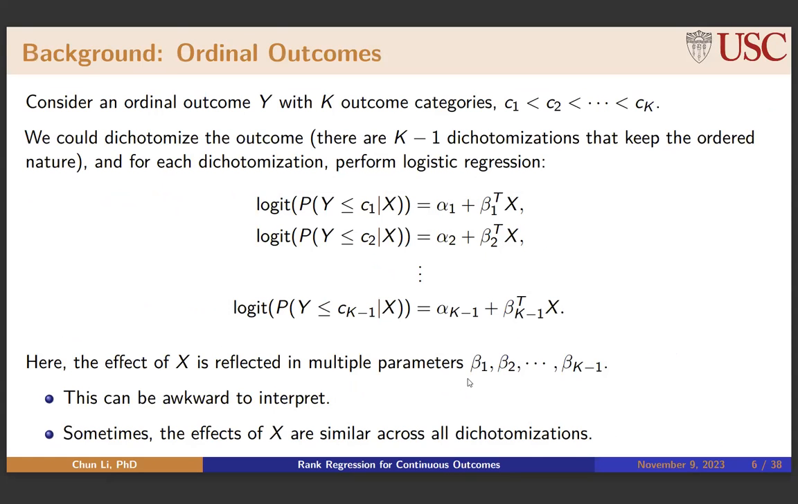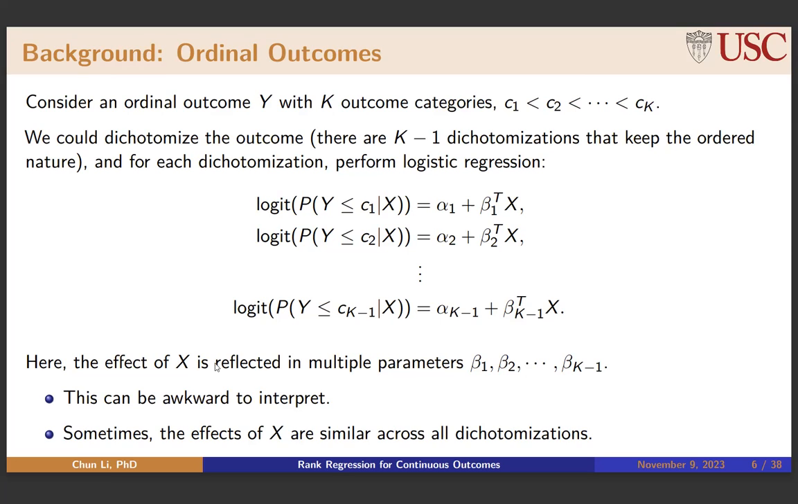When we have ordinal data with more than two categories, let's say K categories from C1, C2 to CK, if we want to keep the ordered nature, we can dichotomize the outcome in K-1 ways. You can dichotomize here, or here, or here. There are K-1 possible ways of dichotomization that respect the ordered nature of the data. Then you can fit K-1 logistic regressions. Here we will have K-1 intercepts and K-1 coefficients.